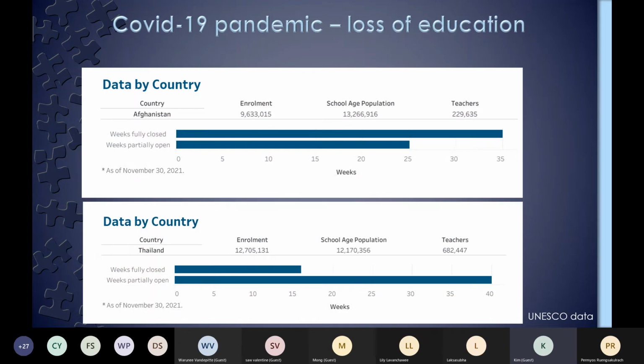Just a couple of other points on the loss of education. I took this data on Thailand, which is represented at the bottom. It's a little bit hard to read, but these data from UNESCO show the number of weeks of fully or partially closed schools. The upper one is Afghanistan, and of course the situation is much worse in Afghanistan, not so much because of the pandemic, but largely because of the appalling political situation there.